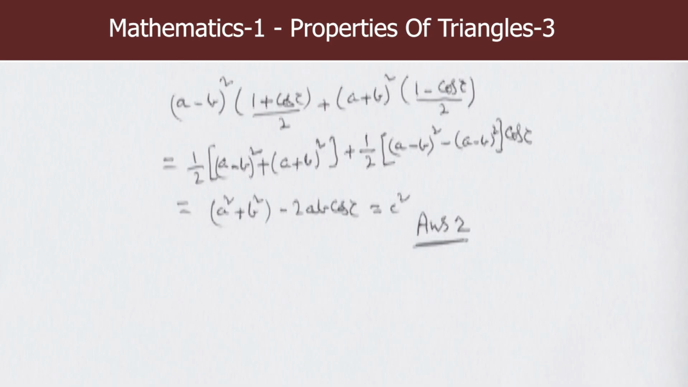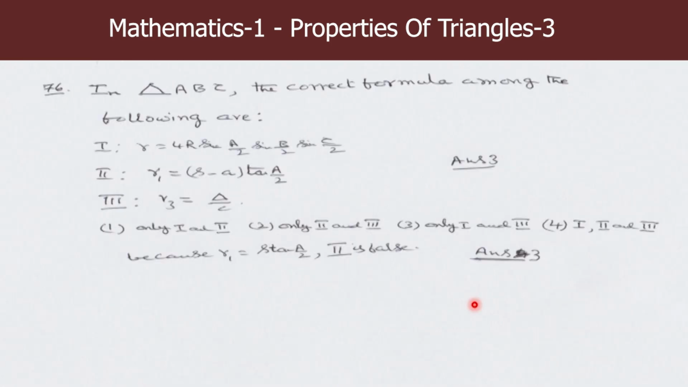So that is equal to half of a minus b whole square plus a plus b whole square, plus half of a minus b whole square minus a plus b whole square into cos C. So this is a square plus b square, because plus 2ab and minus 2ab cancel, minus here 2ab cos C. A square and b square cancel, so we get 2ab minus 2ab cos C, which by the cosine rule is nothing but c square. Namely, the answer is option number 2.